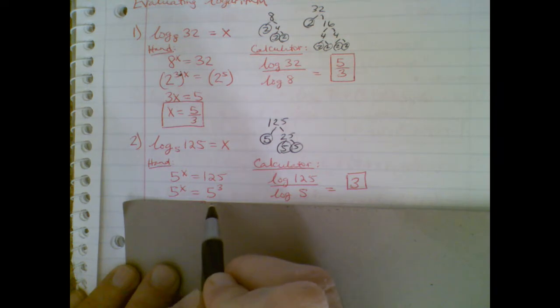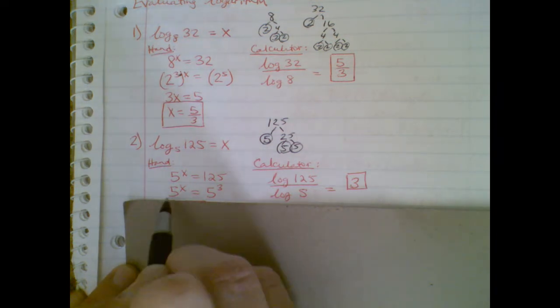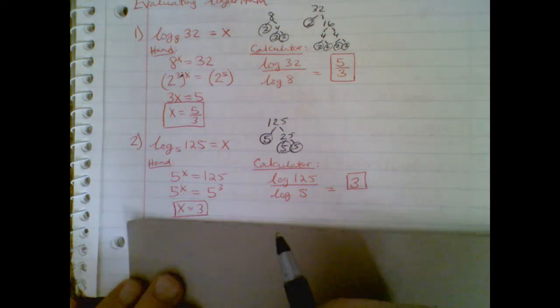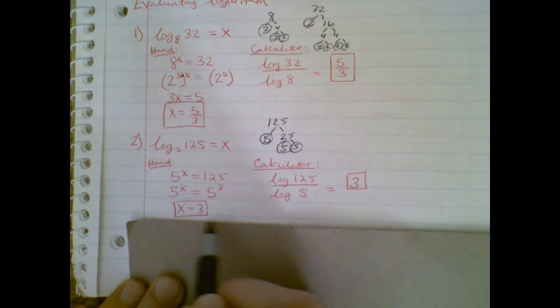So we're just rewriting it, we're not changing the value of the problem. Notice our bases are the same. If both sides are equal and the bases are equal, then the exponents must be equal. So we just set our exponents equal to one another, so x equals 3.